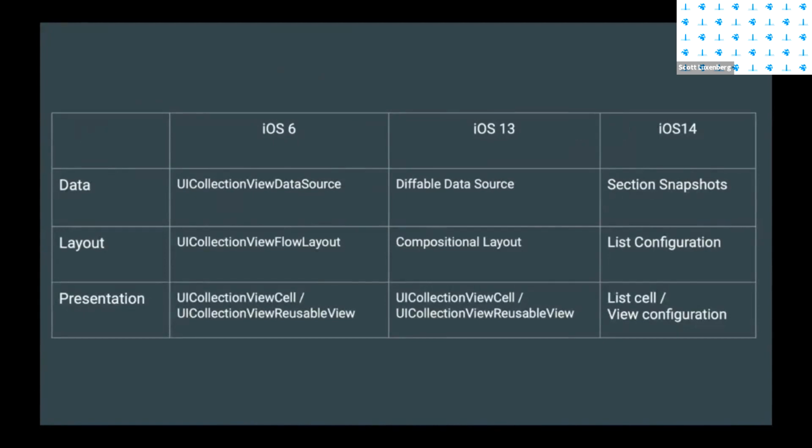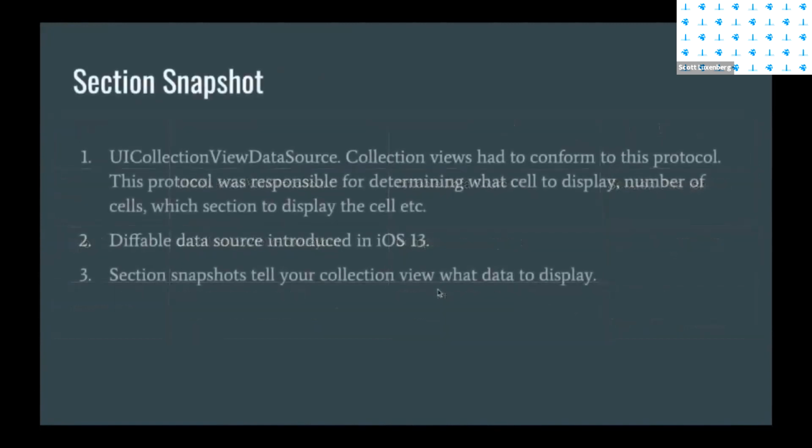You may be familiar with some of the APIs from iOS 6 to iOS 13 and may have used them in the course of the years. Before iOS 13, you had to configure a collection view's data source by adopting the UICollectionViewDataSource protocol. This protocol tells the collection view what cell to display, how many cells to display, and which section to display the cells in. Diffable data source was introduced in iOS 13 and abstracted a significant amount of the code from the UICollectionView data source logic. NSDiffableDataSource stores the sections and items you want to display in the specific order you want to display them.